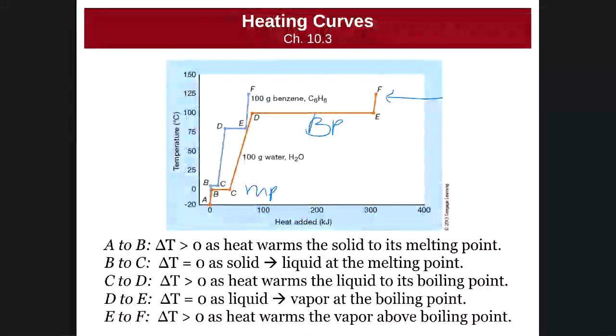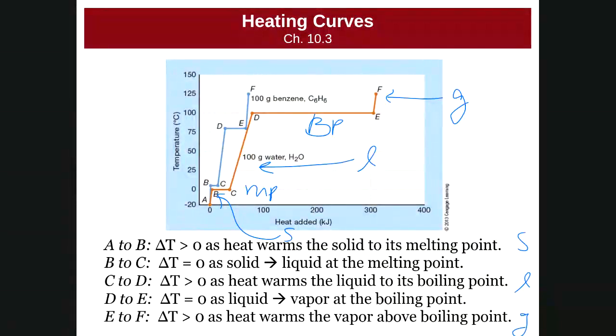So this is the gas phase. This is the liquid phase. And down here is the solid phase. So between A and B, we're a solid. Between C and D, we're a liquid. And between E and F, and beyond F, we're a gas. So that's why you can see that the transitions between B to C and D to E are our melting point and boiling point. It's where we go from our solid to our liquid and our liquid to our gas.